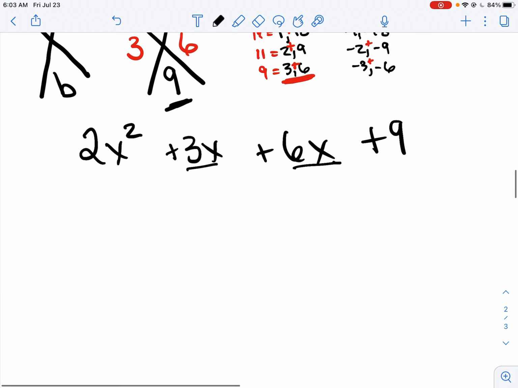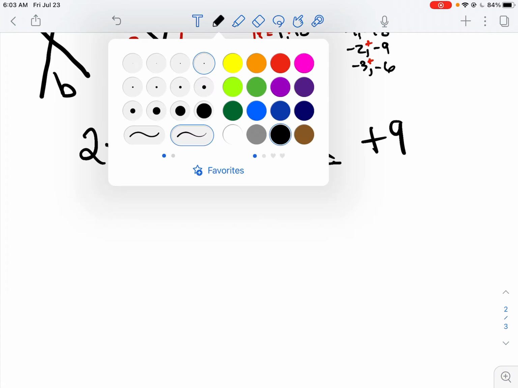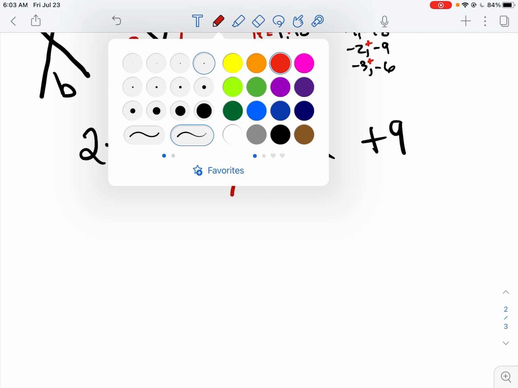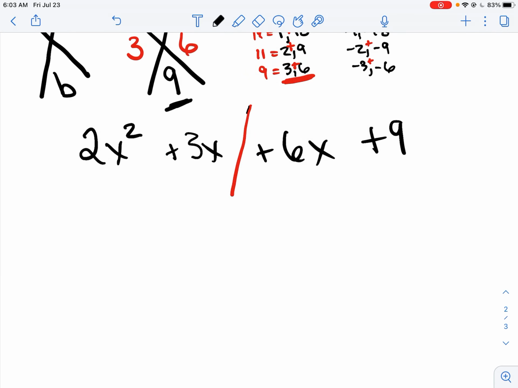So now we have to factor by grouping. So I'm going to put a line, actually I'm going to use the red. Put a line right here, and I'm going to get rid of that, oops. I'm just getting rid of the line underneath. I'm going to focus on the first two. I'm looking at these two right here, and what do they have in common? The only thing that they have in common is an x.